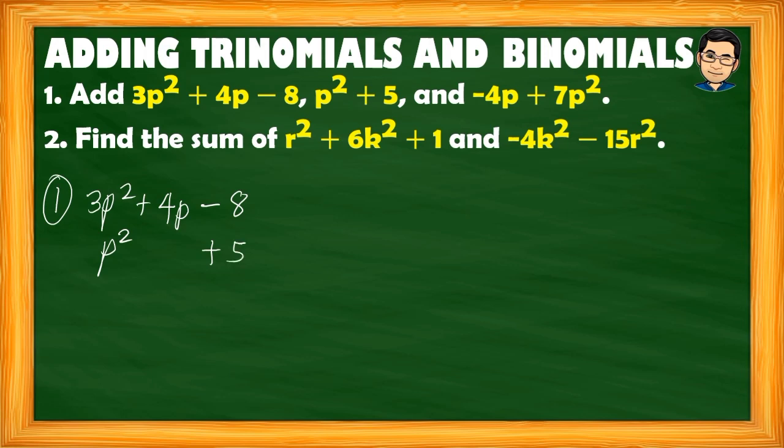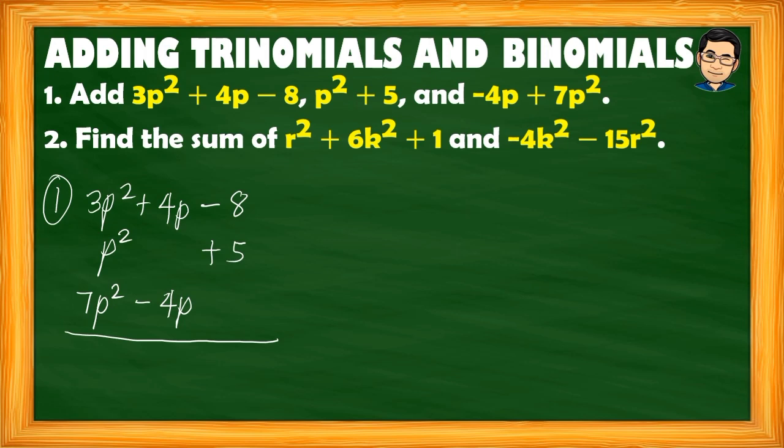Next, negative 4p plus 7p squared. So, yung negative 4p, dito siya. And then, yung 7p squared, dito siya. So, basically, yung negative 4p plus 7p squared is written as 7p squared minus 4p. So, nakatapat na po lahat ng mga terms na magkakamukha. So, pwede na po tayong mag-add.